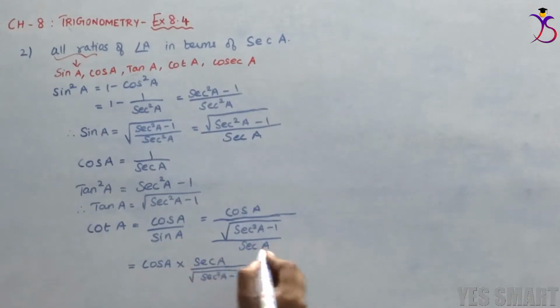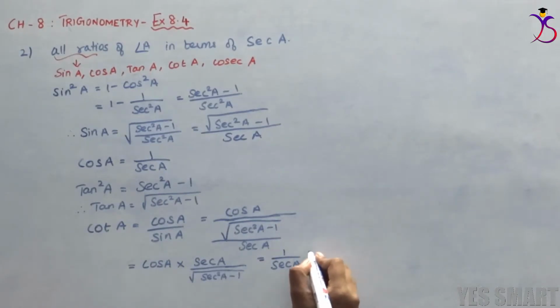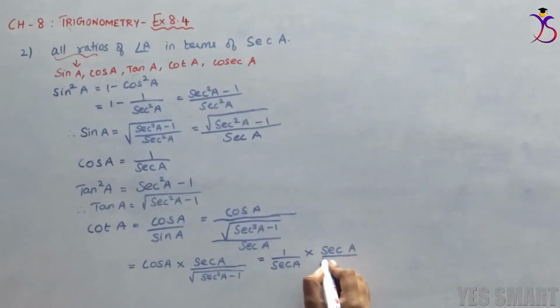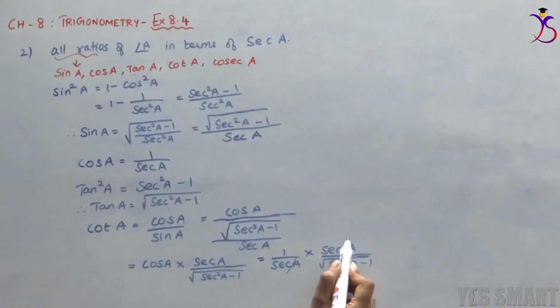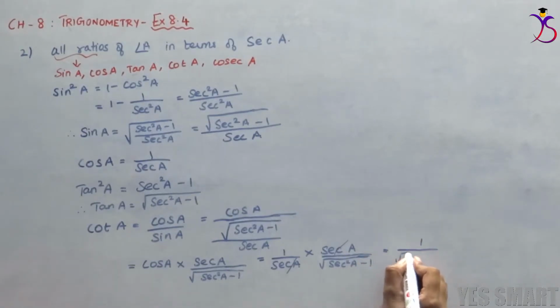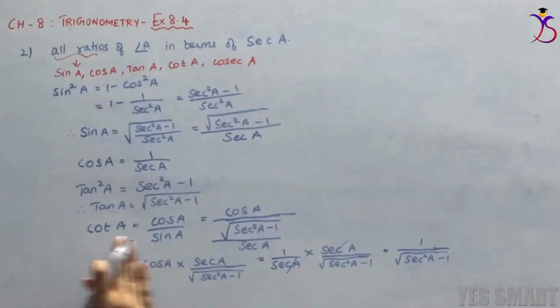Now this is equal to 1 by secant A, because cos A can be written as 1 by secant A, into the other term. I am just writing it as it is. Now I can cancel secant A and secant A. Hence on multiplying, we will get 1 by square root of secant square A minus 1. Hence we have represented cot A also in terms of secant A.